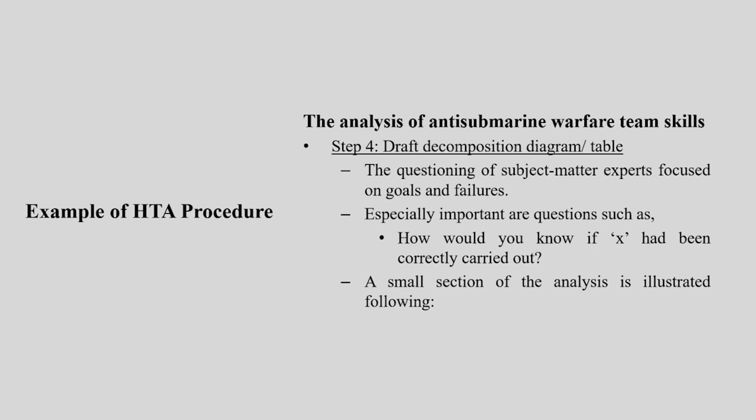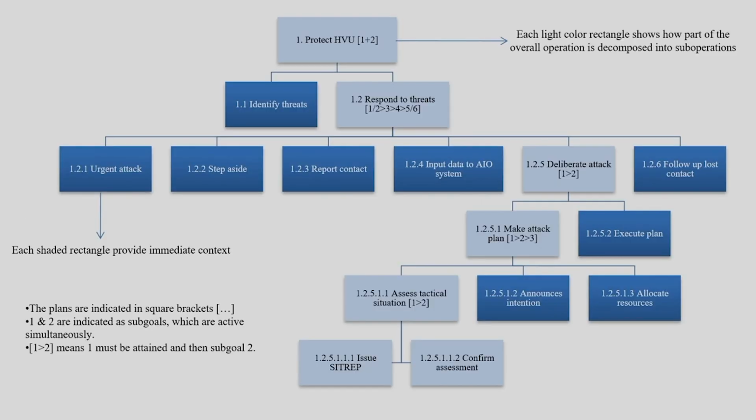A small section of analysis is illustrated. Suppose this is the diagram. Of course, this is taken from a book. It is not that we have done it or carried it out. So this way they can create the decomposition table. It starts with the point where they started. Step 1 is to protect the HVU, which is identified in 1 and 2. Okay. So 2 is the second component. Here we are going to detail out component 1, and then you can see all these steps being carried out.